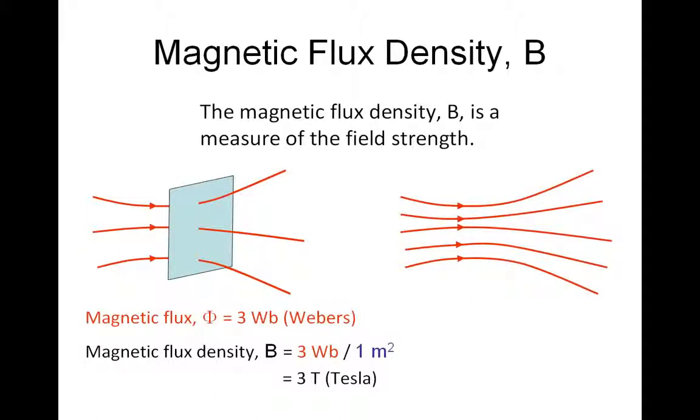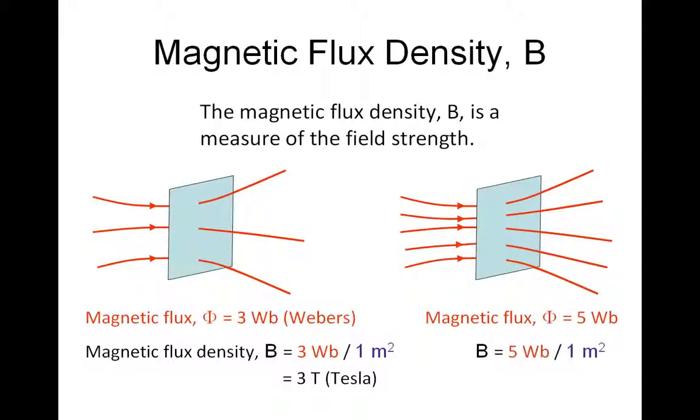Stronger field, closer packed field lines, passing through the same 1 metre squared. This time we have a flux density of 5 Tesla.